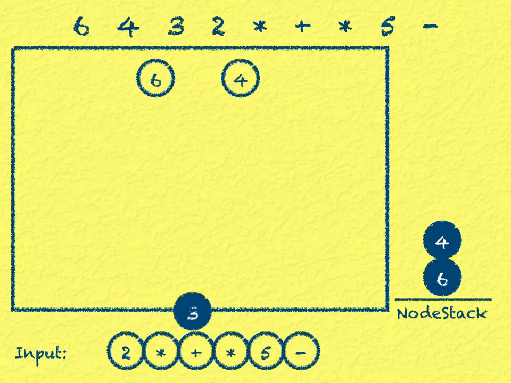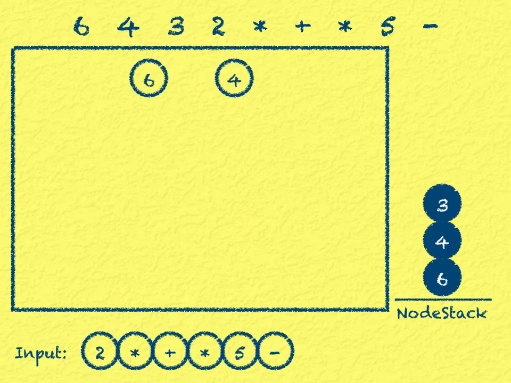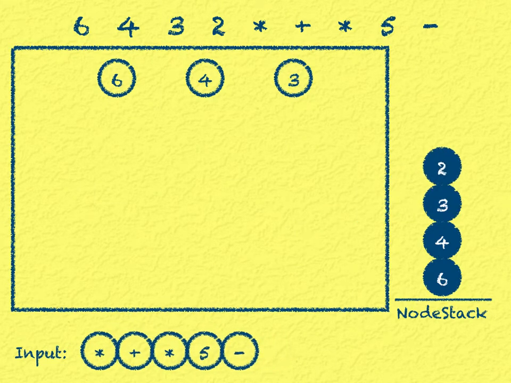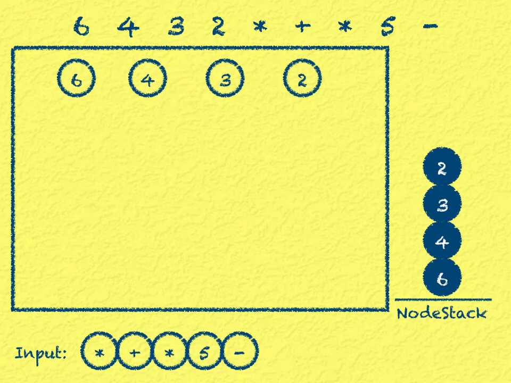Next, I have 3, push it onto the stack. Then on my canvas, create a new independent node storing 3. Next, we have 2, push it onto the stack. Then on my canvas, create a new independent node storing the number 2.